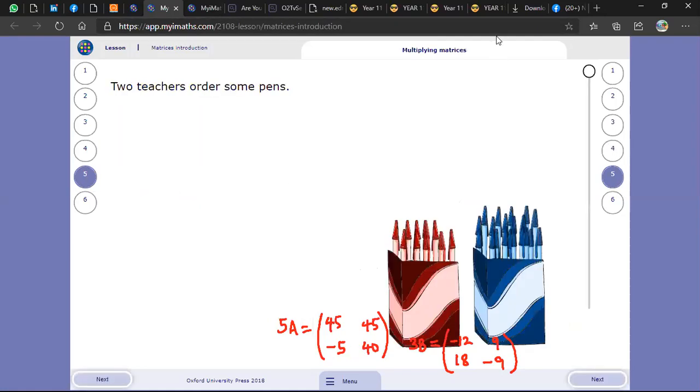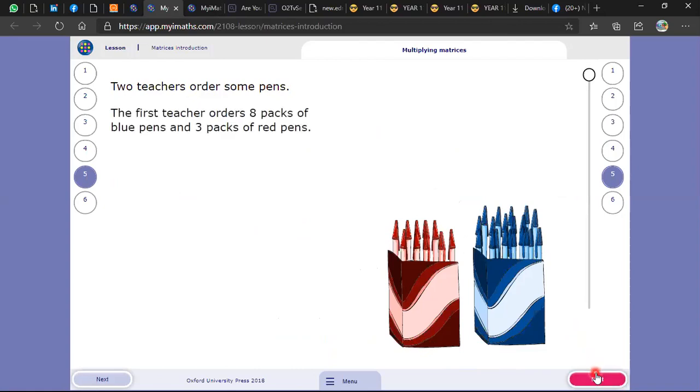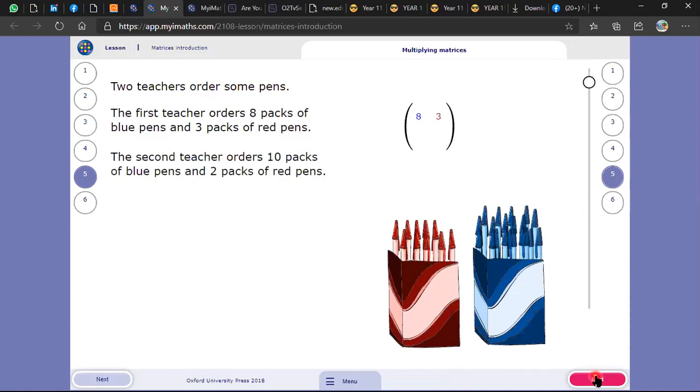So now we want to look at something that will look practical enough to a real life situation. Two teachers order some pens, and the first teacher orders 8 packs of blue pens and 3 packs of red pens. That's for the first teacher. So we have 8 and 3, 8 for blue and 3 for red. We have a second teacher that ordered 10 packs of blue pens and 2 packs of red pens. So 10 and 2 for the second teacher.